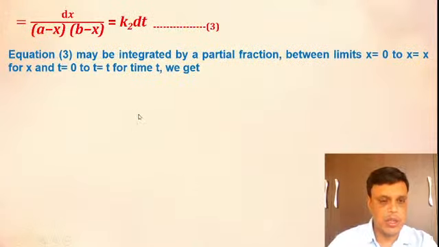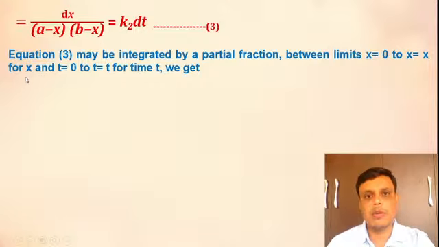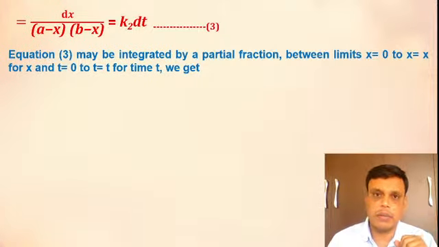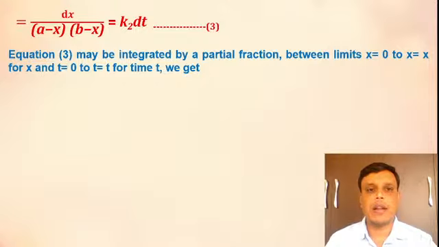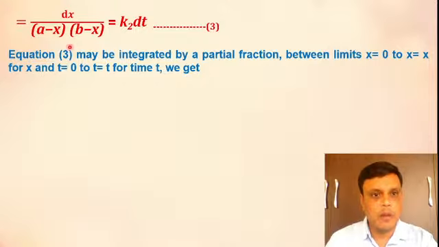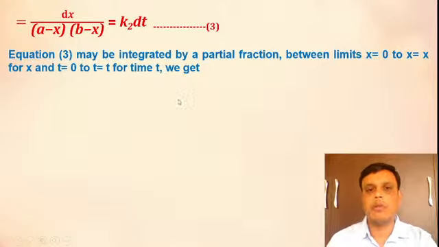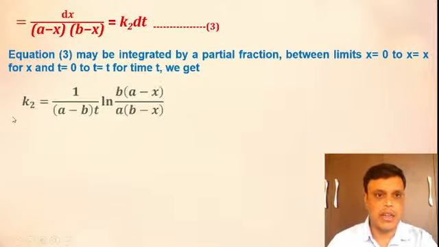Let us start with equation number 3, which is dx by (a minus x) into (b minus x) equal to K2 dt, and we will integrate this equation by the partial integration method. I will not solve it by partial integration because it is a mathematical part. You may practice on your own. I will directly give you the result. What is the limit for partial integration? The limit is x from 0 to x for the concentration term, and t from 0 to t for the time term.